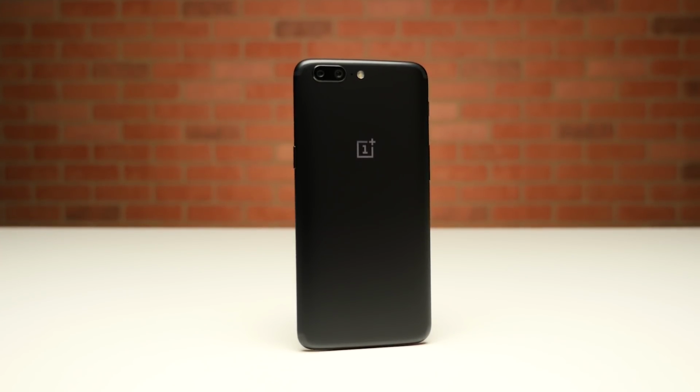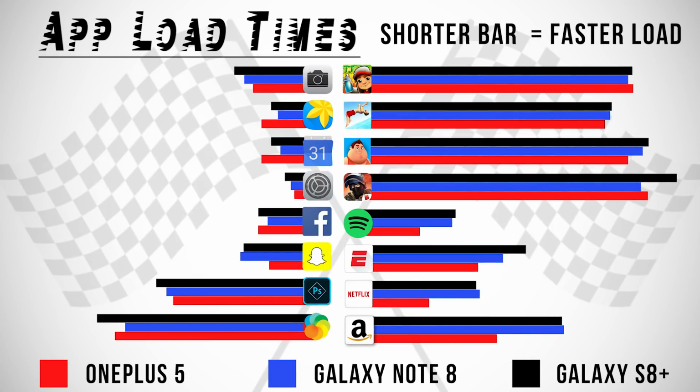Okay, so here are the individual app load times from the first lap, where you can see exactly where the OnePlus 5 was able to beat out the Note 8, most likely thanks to its higher clocked processor.